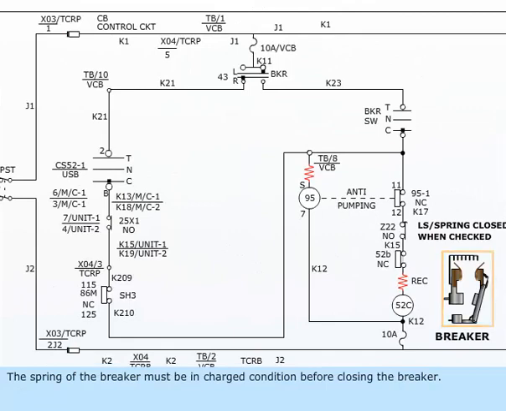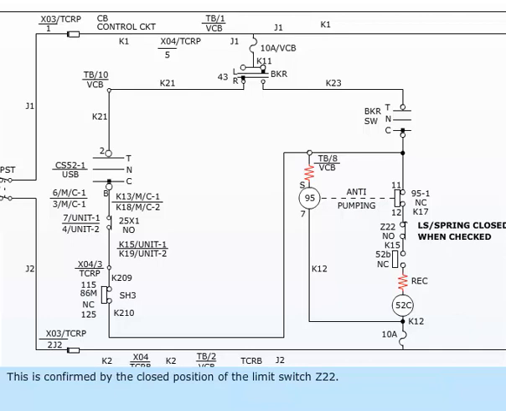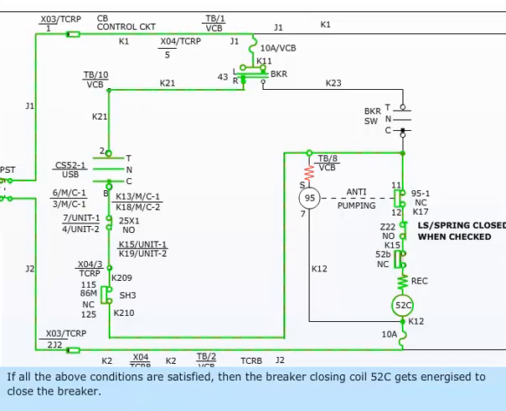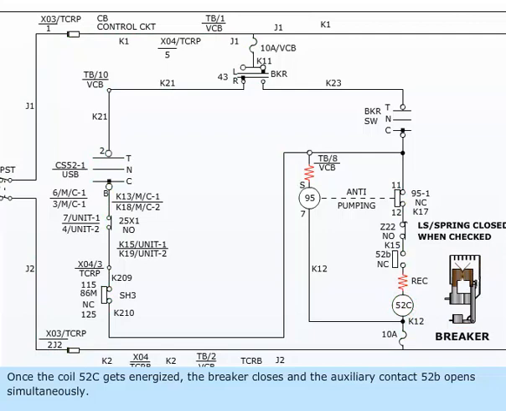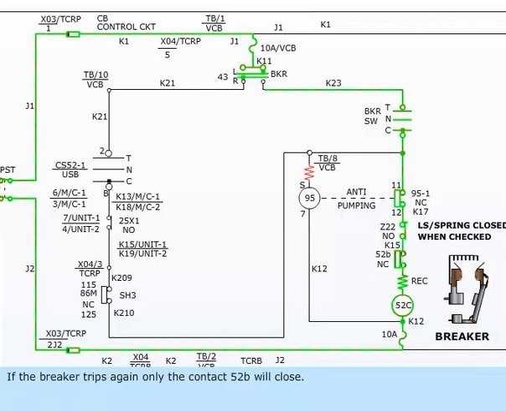The spring of the breaker must be in charged condition before closing the breaker. This is confirmed by the closed position of the limit switch Z22. The auxiliary contact 52B of the breaker must be in dropped out condition. If all the above conditions are satisfied, then the breaker closing coil 52C gets energized to close the breaker. Once the coil 52C gets energized, the breaker closes and the auxiliary contact 52B opens simultaneously. If the breaker trips again, only the contact 52B will close.